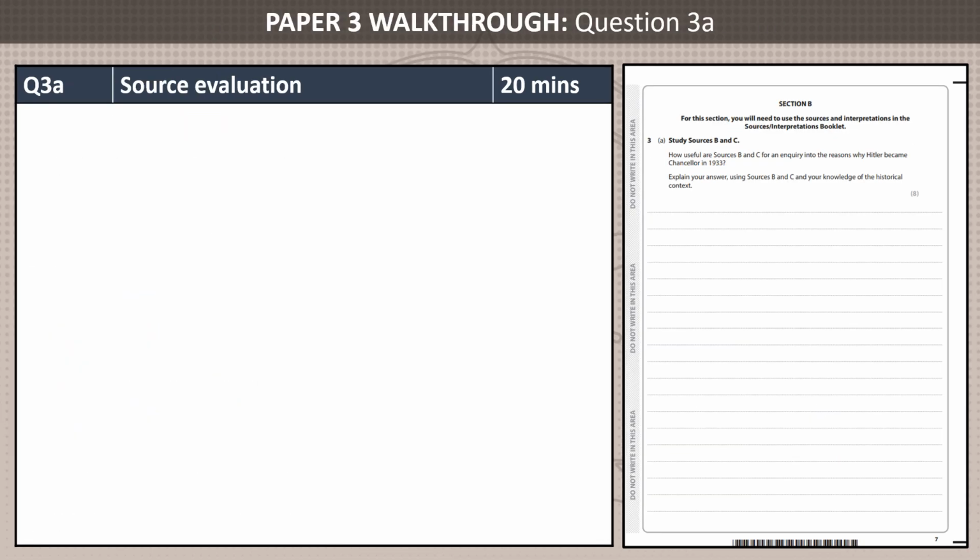The next part of the paper, question 3, comes in 4 parts, A, B, C and D. You should do these in the order they are set, as this will lead you through the paper. The first part is a source evaluation question. Start by underlining the focus of the question. In this case, the inquiry we're working on is the reasons why Hitler became Chancellor in 1933.